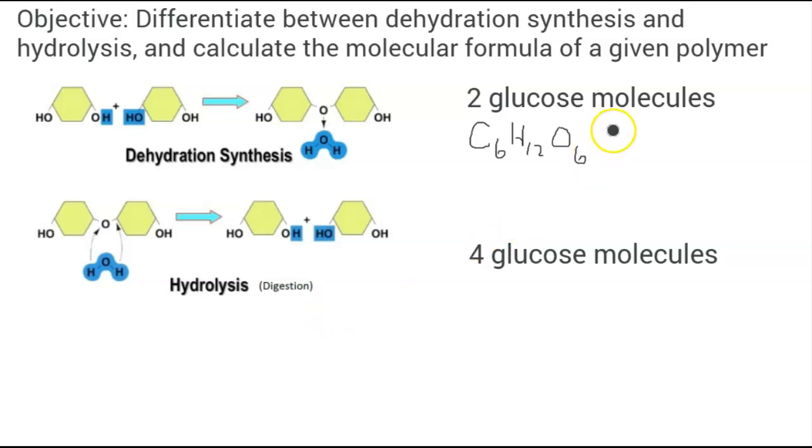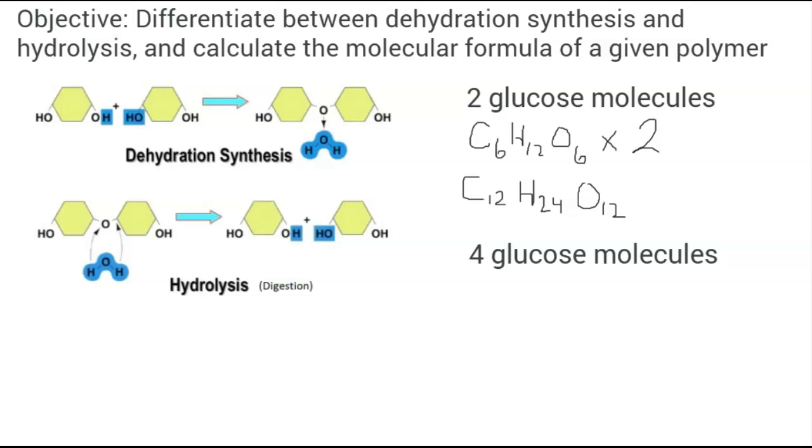So when you're thinking about this, the easiest thing to do is just to take this and multiply it by 2. So basically you're taking this 6 here, multiplying that by 2, the 12 multiplying it by 2, and the O multiplying it by 2. So that gives us C12H24O12. But we haven't done something.